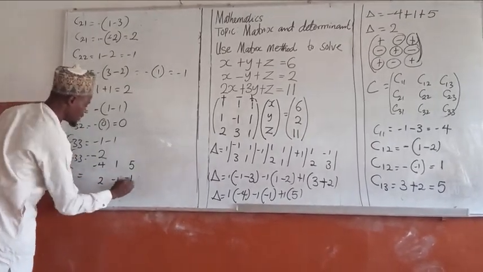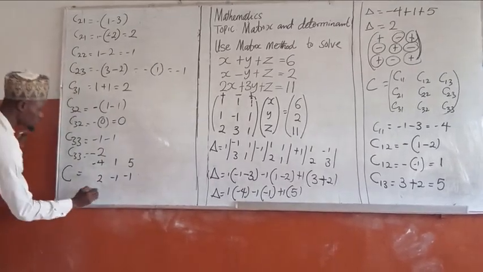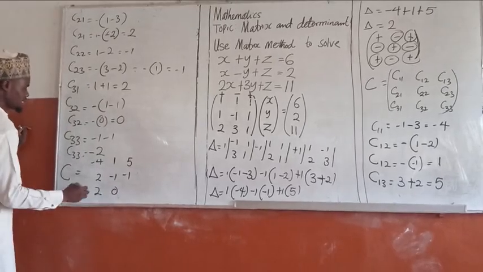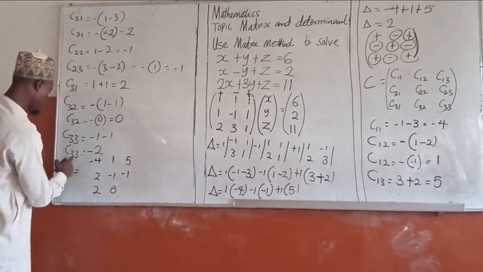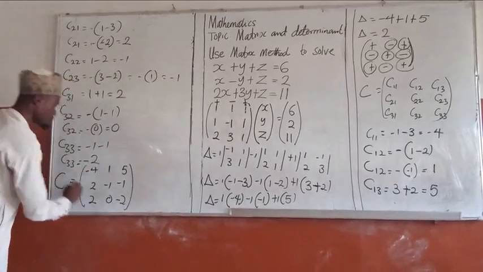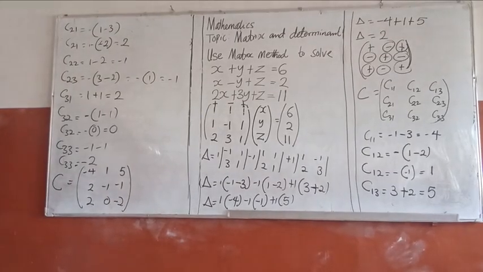C23 is -1. C31 is 2. C32 is 0. C33 is -2. This is the cofactor of these matrices. The cofactor is now this.